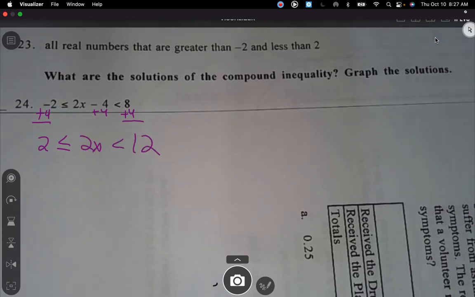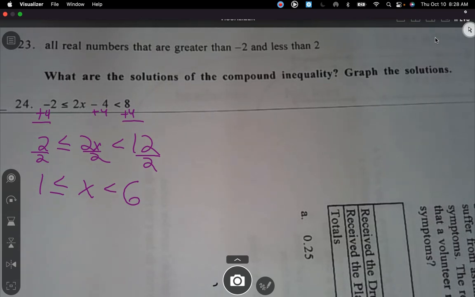Any questions on what I did there? Compound inequality, so I've got several things going on. Then what do I do? Divide by 2. Divide everything by 2. So what do I get? 1 less than or equal to x, and less than 6. X is between what two numbers? 1 and 6. What kind of circle is on the 1? Open or closed? Closed. And what about the 6?